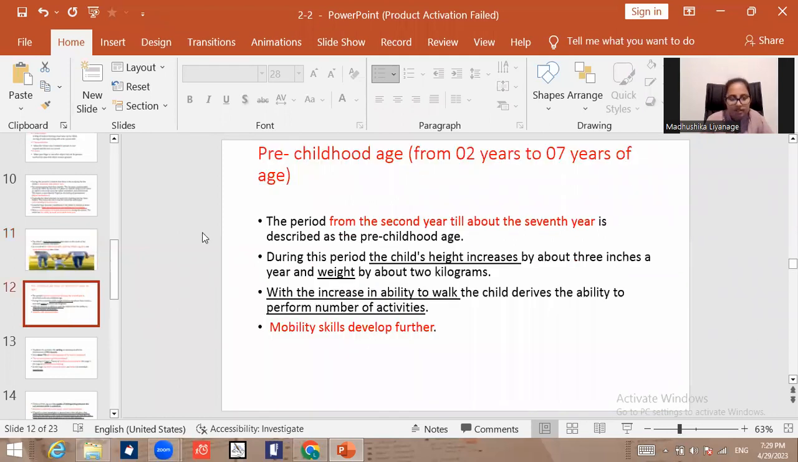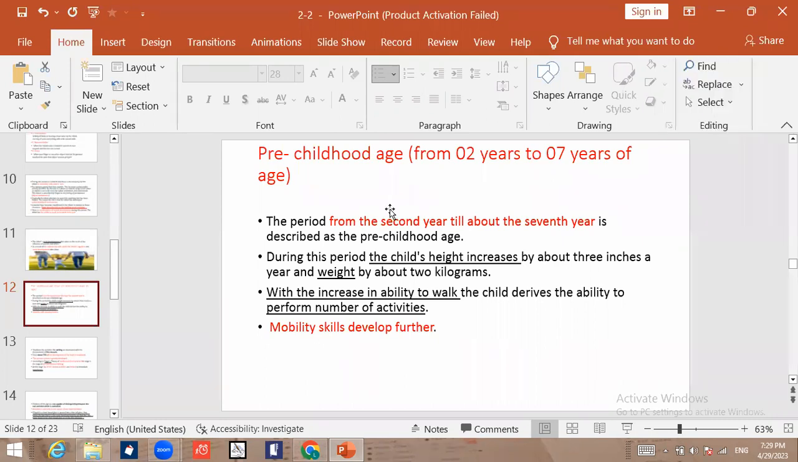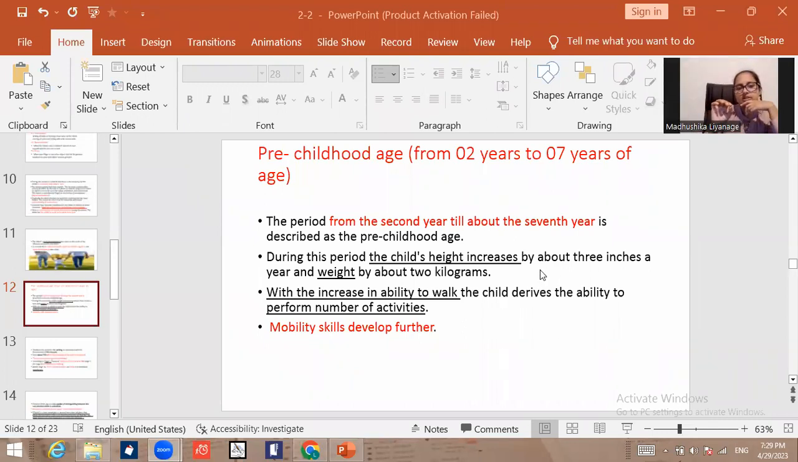That is it, right? So then let's move to the next stage, pre-childhood age, from 2 years to 7 years of age, right? Read this one as well. Okay, right? So in this age or stage, pre-childhood age, right?